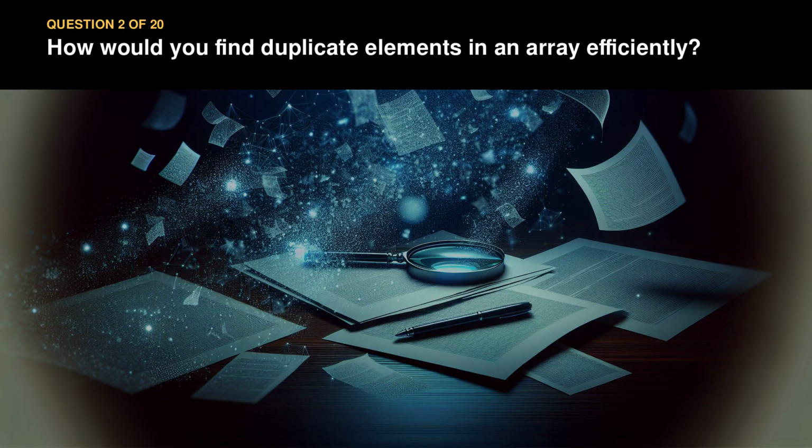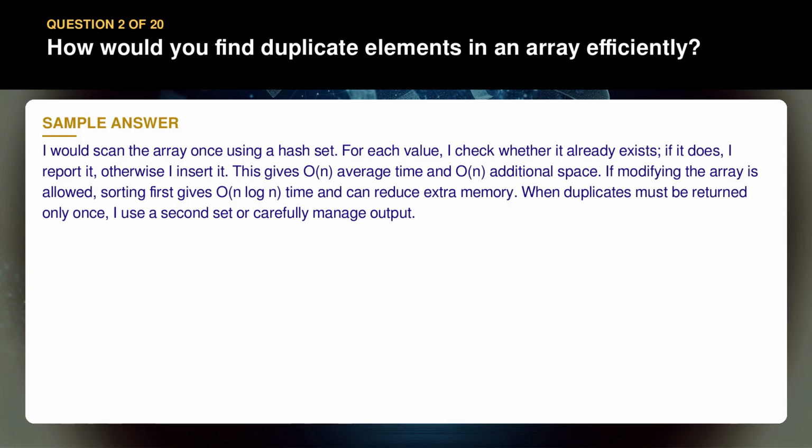Question 2. How would you find duplicate elements in an array efficiently? I would scan the array once using a hash set. For each value, I check whether it already exists. If it does, I report it, otherwise I insert it. This gives O(n) average time and O(n) additional space.